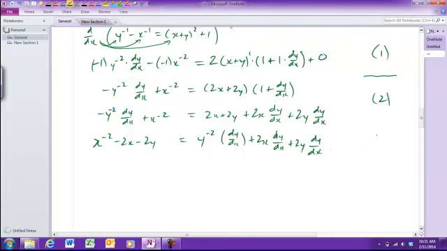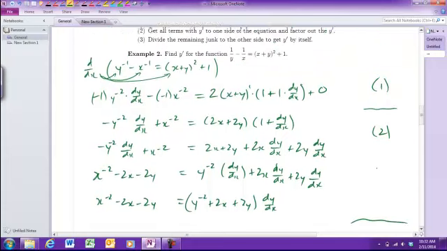And now that I've got all my dy dx's on one side, I can factor them out. So I get y to the negative 2 plus 2x plus 2y times dy dx. So I factor each of these out. And that's equal to x to the negative 2 minus 2x minus 2y. And that's the end of step 2.